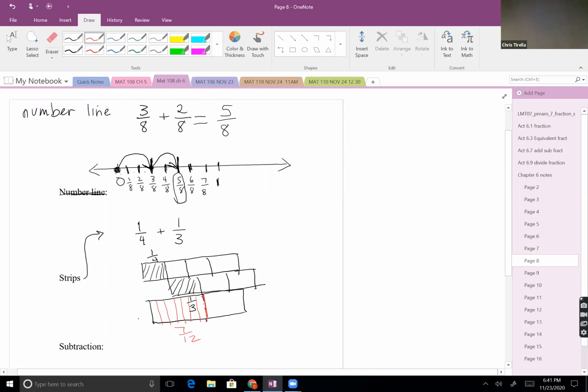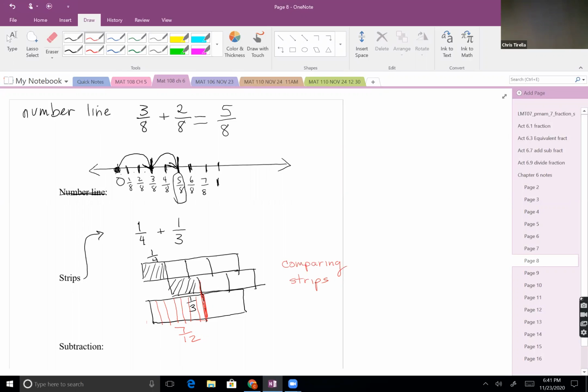And you would have to compare your strips until you found a sum that matched right at that edge. And I have to apologize. You can see from these diagrams why I teach math and not art.